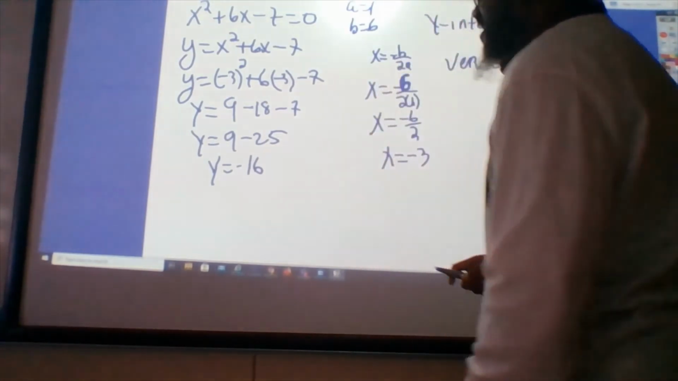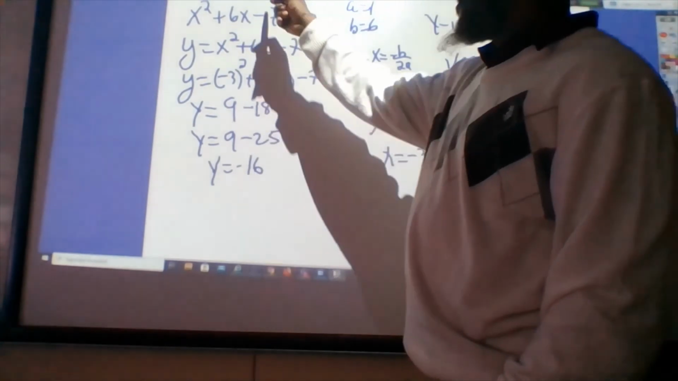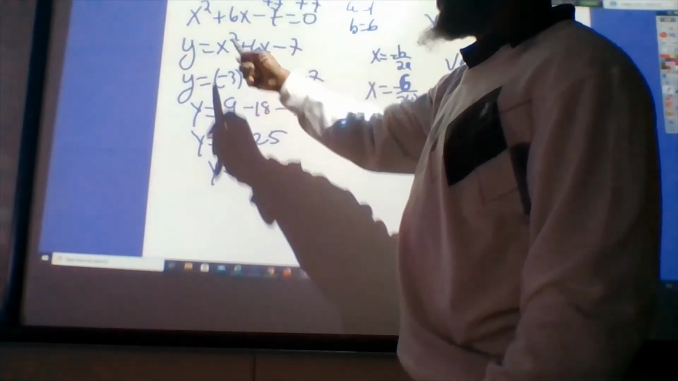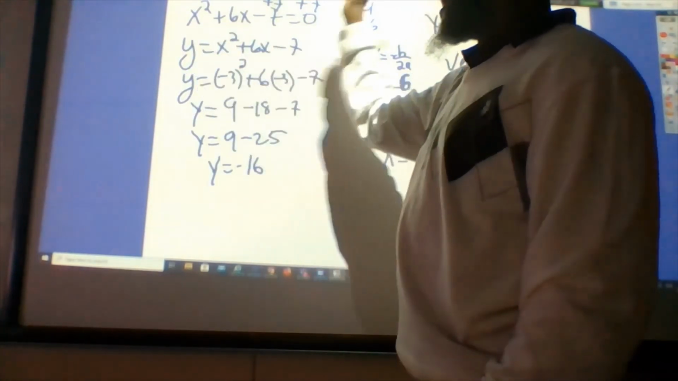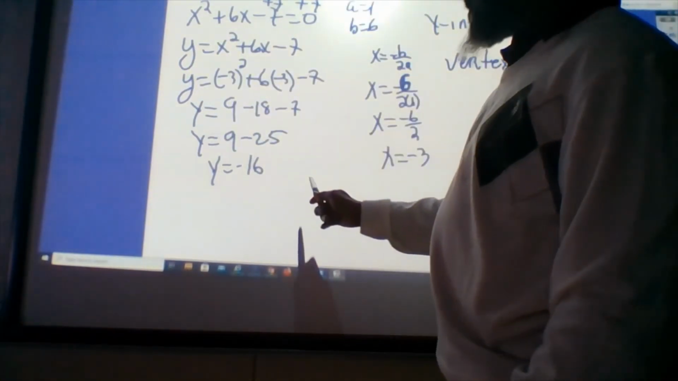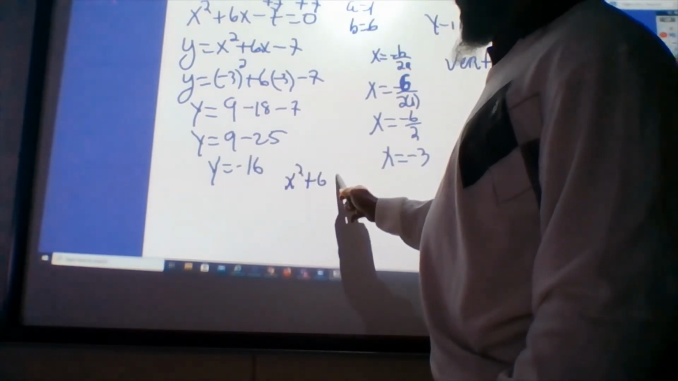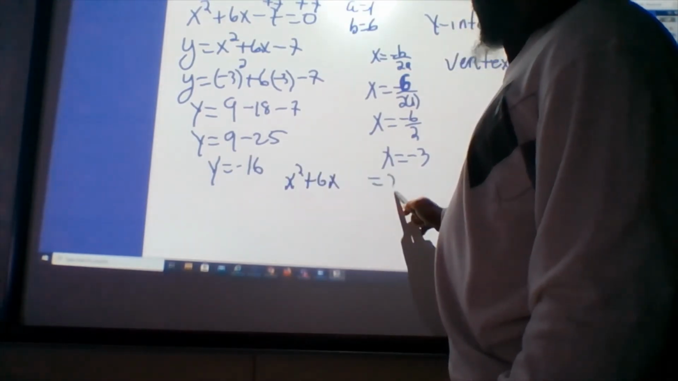Now I'm going to use completing the square. So I will have to add 7 on this side, so my equation can be in the form ax squared plus bx is equal to c. So I have x squared plus 6x is equal to 7.